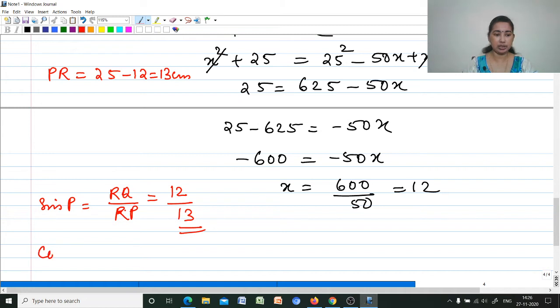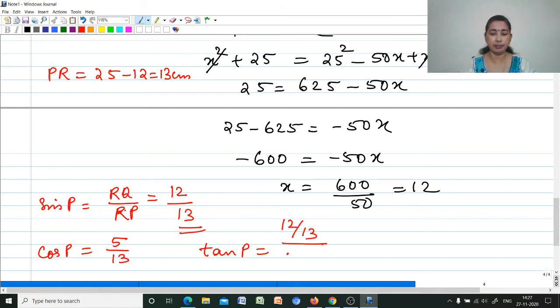Now, what is cos P? Cos P is adjacent by hypotenuse, we are getting there 5 by 13, and tan P is equal to sin P divided by cos P, that is 12 by 13 divided by 5 by 13, which is equal to 12 divided by 5.